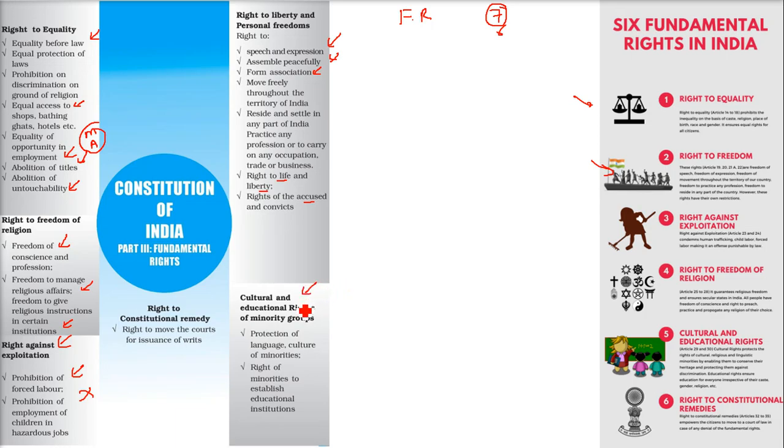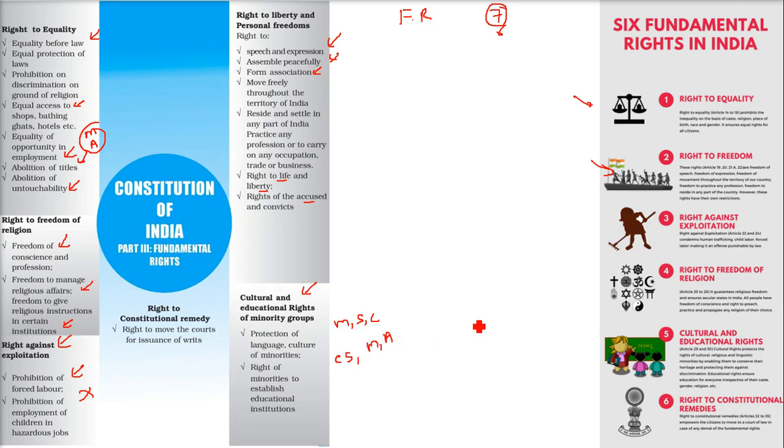Coming to cultural and educational rights of minority groups, that is the protection of language and culture of minorities, maybe Muslims or Sikhs or Christians, all of them can protect. They can do whatever they can to protect their language and culture, and also the right of minorities to establish educational institutes. You can have, say, Christian schools, you can have madrasas, you can have ashrams. Anyone can have any kind of institution to support or to guard their cultural heritage.